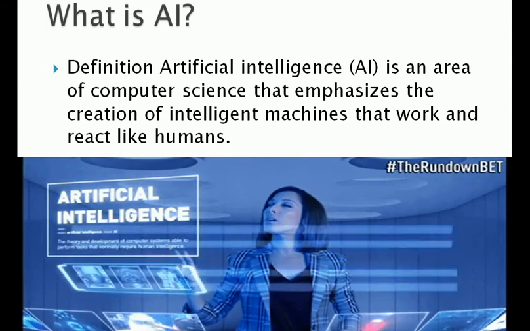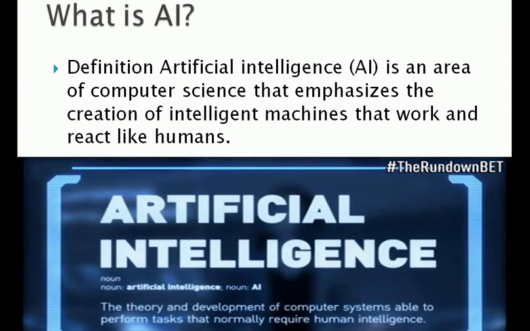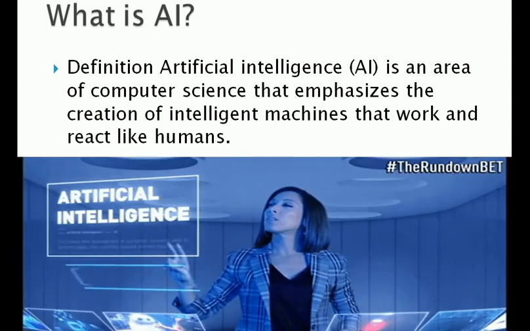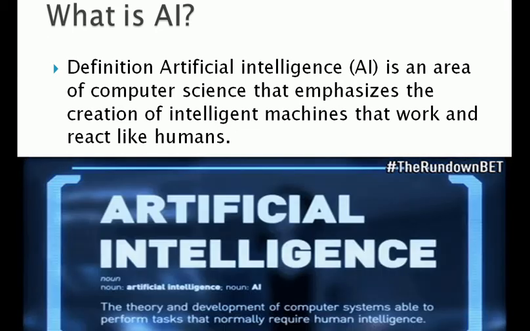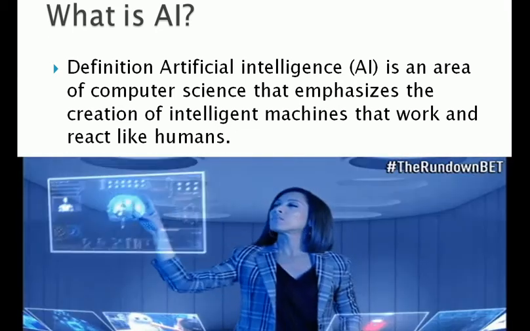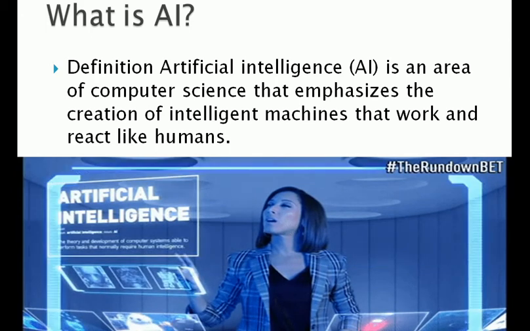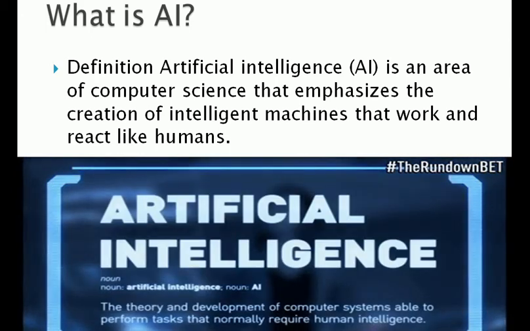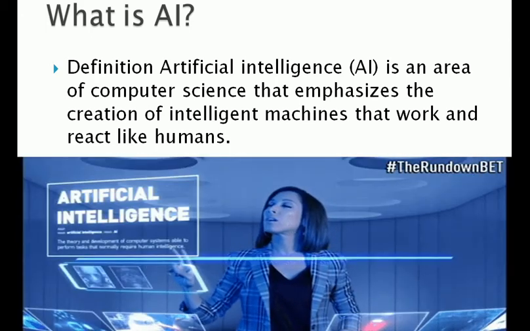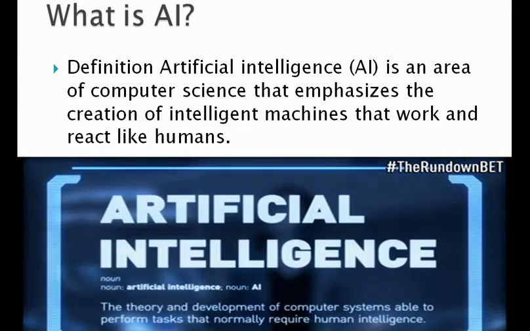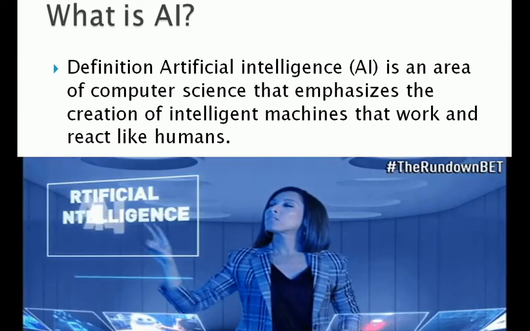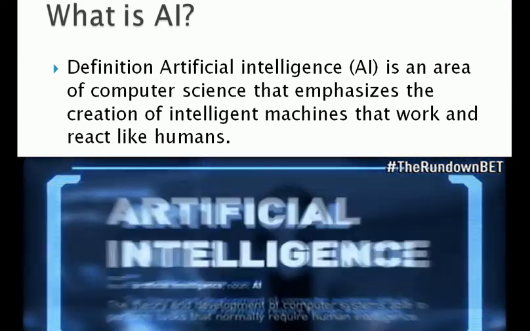So friends, what is AI? Artificial intelligence is an area of computer science that emphasizes the creation of intelligent machines that work and react like humans. So basically, it is an area of computer science in which we are working on a machine, on a device, which works and behaves like a human.